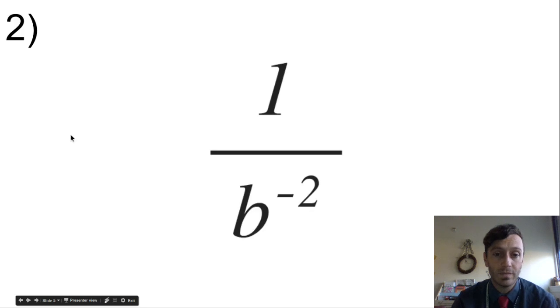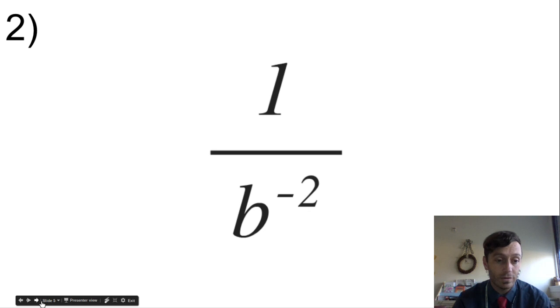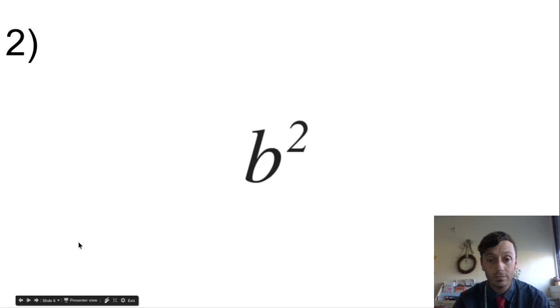Number 2, almost the same thing. 1 over b to the negative 2. Pause the video, see if you can work it out. Unpause the video. Here we are. Just following your rules, you should end up with b squared, right? You're flipping that fraction over. Now we're going to start putting that together with some multiplication and some division.